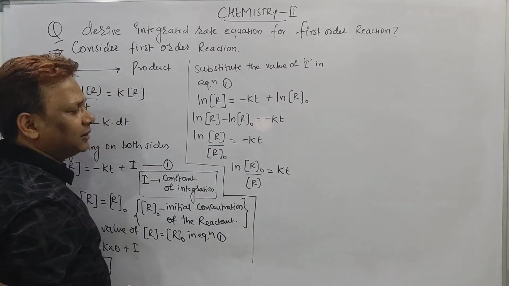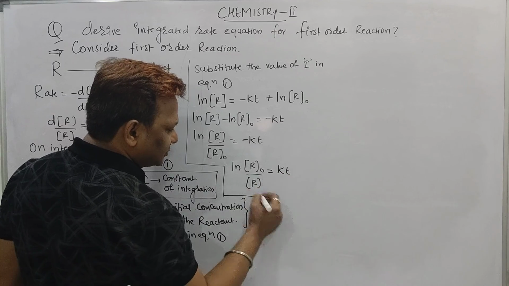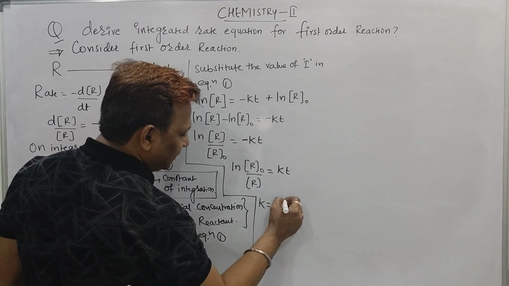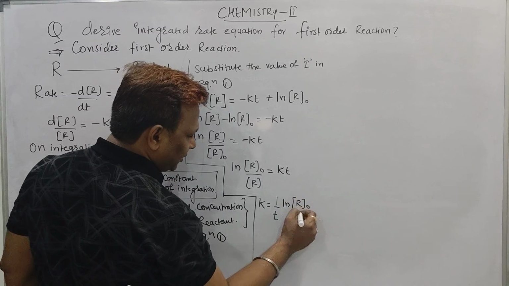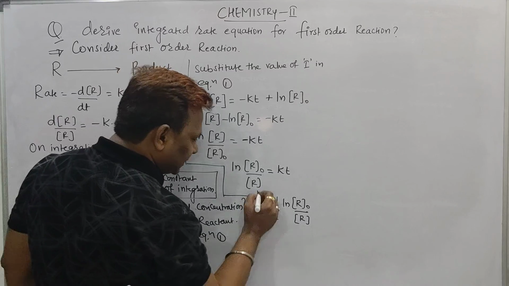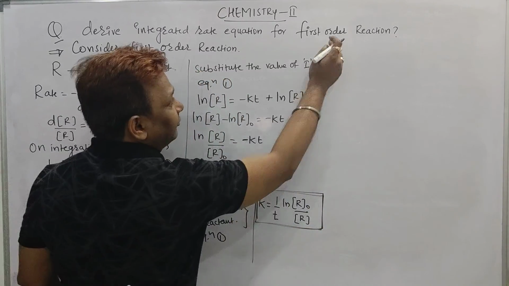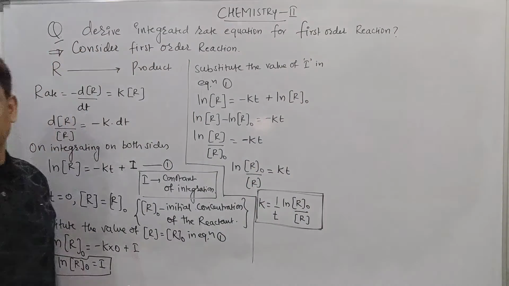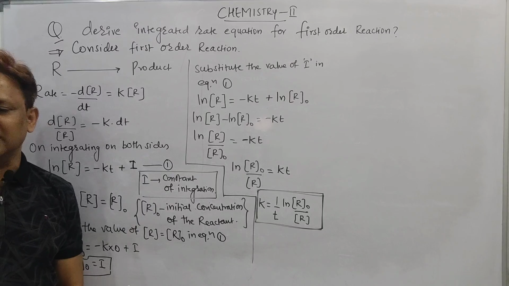Now we can write here, beta, what is that? k is equal to, t comes on this side, 1 by t natural log to the base e concentration of R naught by concentration of R. Actually, this is the integrated rate equation for first order reaction. But we have to write it in log to the base 10.